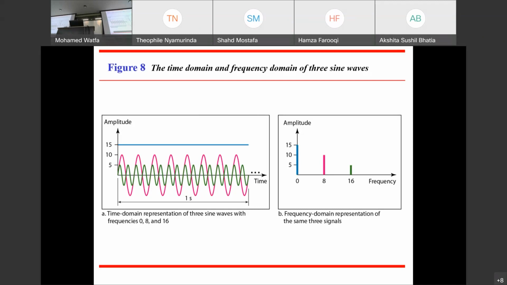Yes, sir. It doesn't matter the phase here. In the frequency domain, we cannot know the phase. We can't show the phase shift in the frequency domain. They could have different phases, but it doesn't show in the frequency domain. A very good question. The frequency domain only focuses on amplitude and frequency, assuming they have the same phase.